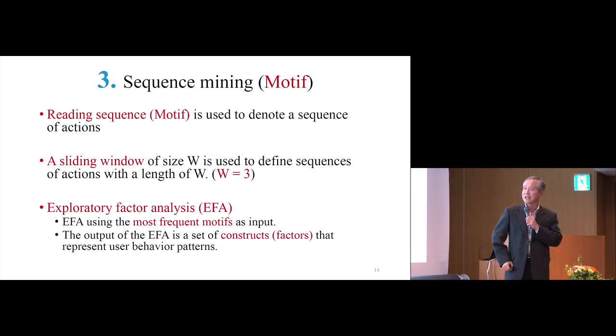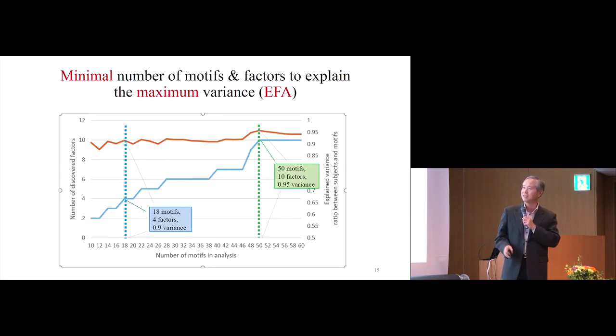So the third method is sequence mining. We define a reading sequence as a motif. A motif is like a gene sequence. So we take the sliding window as 3 instead of 100. The previous case is 100. See here, the sliding window is 3. And we use exploratory factor analysis. So the idea is to use the minimum number of motifs and factors to explain the maximum variance.